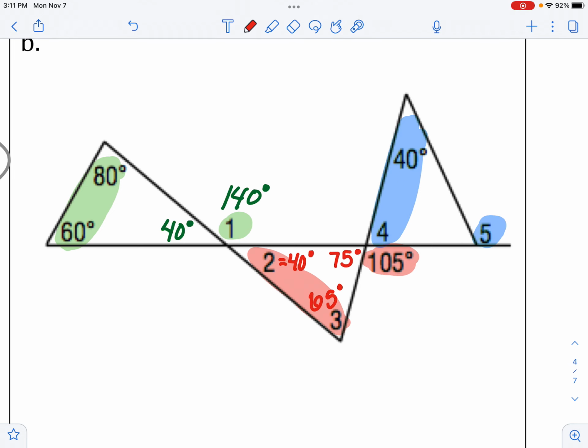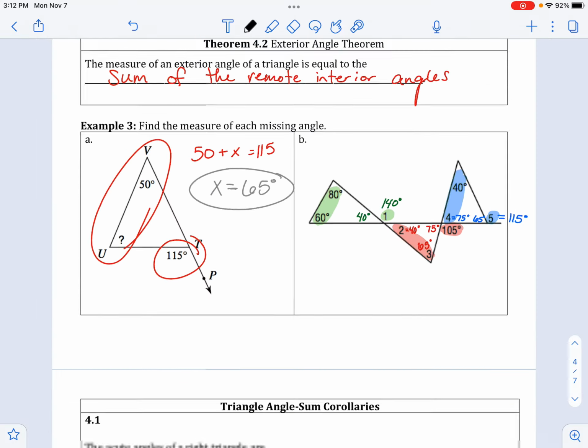And then you can find that this is 75. That also works because these are a linear pair. So for the same reason, a linear pair, this is 75 degrees. And angle 5 should be the sum of those two. So that should be 115 degrees, which means this must be 65. And then I can check my work by taking 40 plus 65 is 105, plus 75 to get 180.